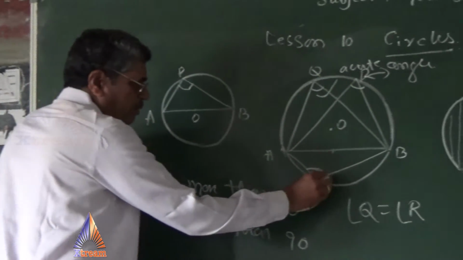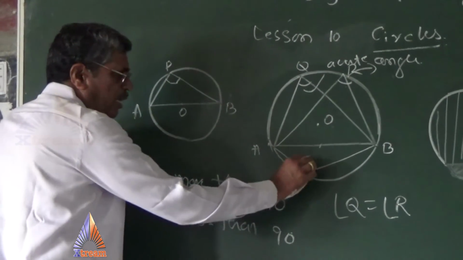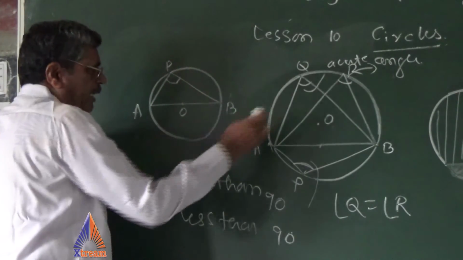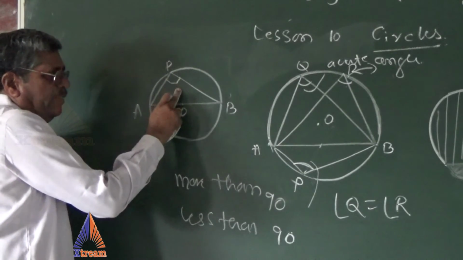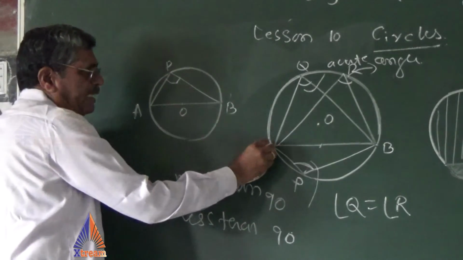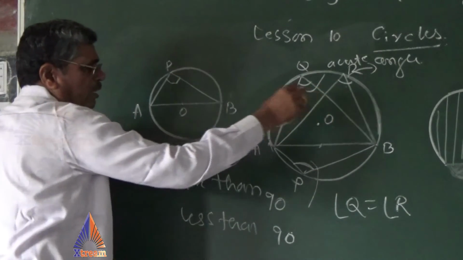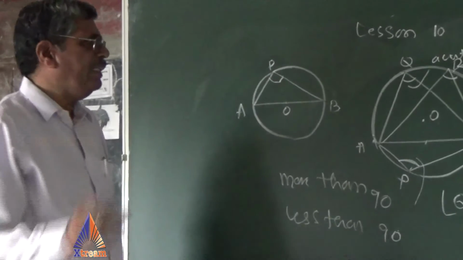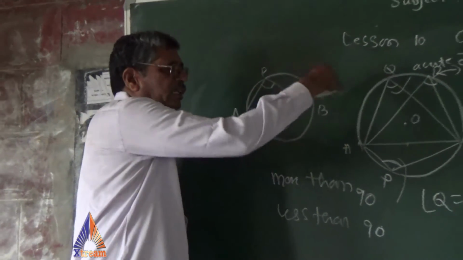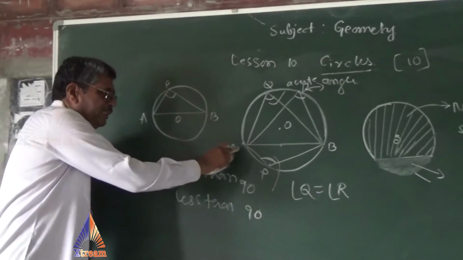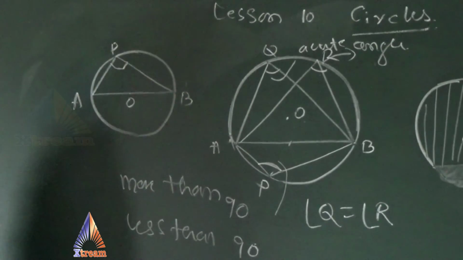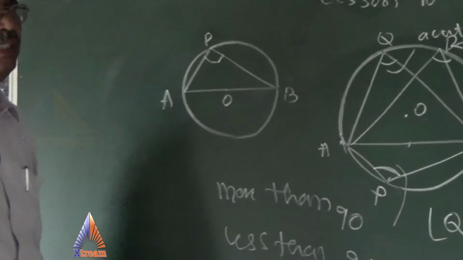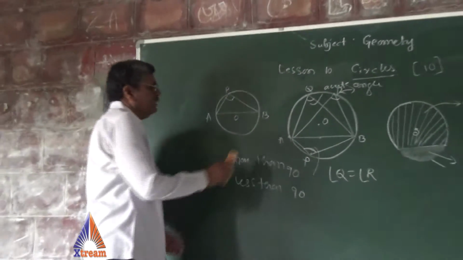So first, angles in the minor segment are obtuse. Angles in the major segment are acute. Angles in the semicircle are 90 degrees. Then in each segment, angles in the same segment are equal, whether acute or obtuse. Angles in the major segment are acute and equal. Angles in the minor segment are obtuse and also equal. Angles in the semicircle are equal to 90 degrees.